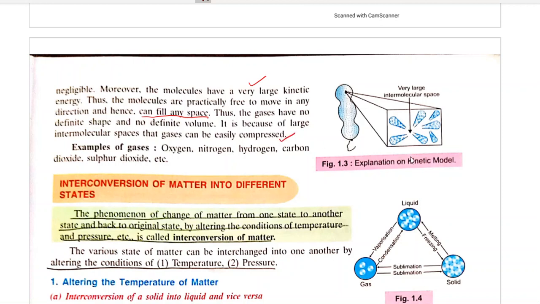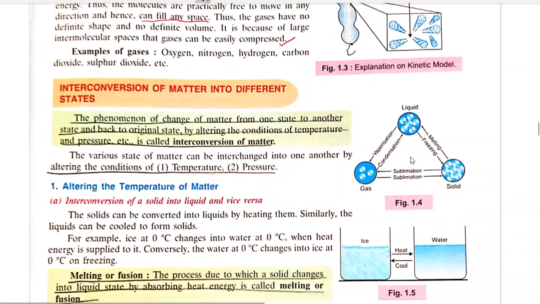All these things we have studied in so much detail in physics chapter 1 that I'm not going into detail, okay? Please understand that. Oxygen, nitrogen, hydrogen, carbon dioxide, sulfur dioxide, these are all examples of gases.